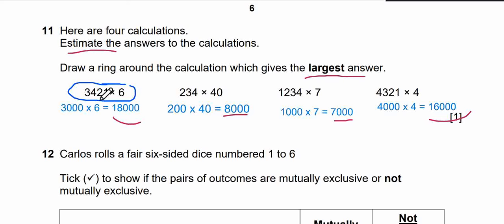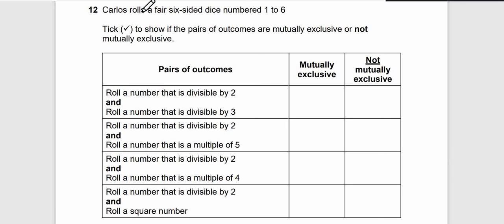Right, next question 12. Question 12 says, Carlos rolls a fair 6-sided dice, numbers 1 to 6. Show if the pairs of outcomes are mutually exclusive or not mutually exclusive. Pairs of outcomes: roll a number that is divisible by 2 and roll a number that is divisible by 3. Which one do we have to tick? Is it mutually exclusive or not? Roll a number that is divisible by 2 and roll a number that is a multiple of 5. Which one should we take?